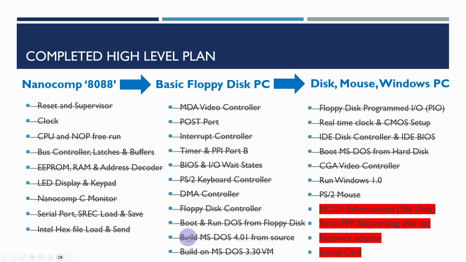Also along the way, Microsoft released the source code for MS-DOS 4, so we went off and built our own version of MS-DOS 4.0.1, and that allowed me to do a certain amount of debugging of some of the floppy disk and DMA issues. So let's have a look first of all at what went well.